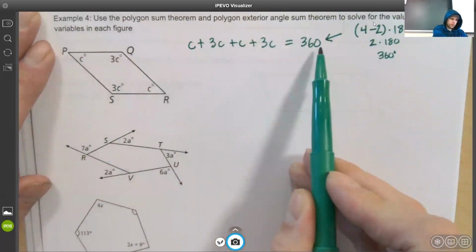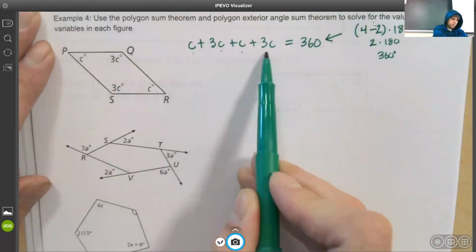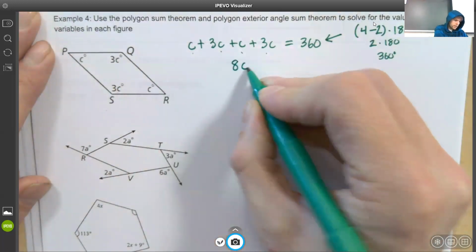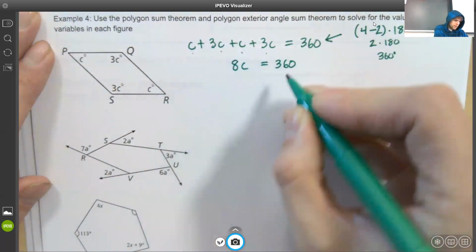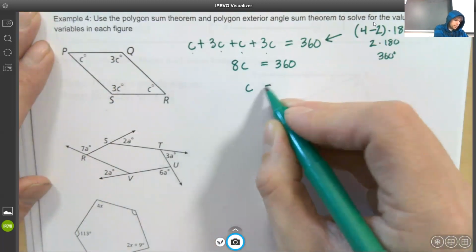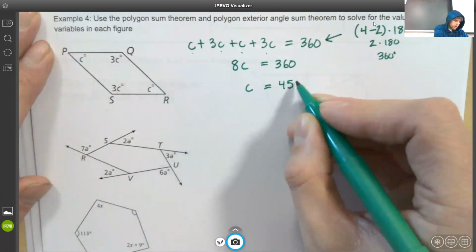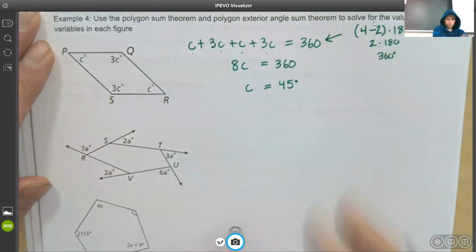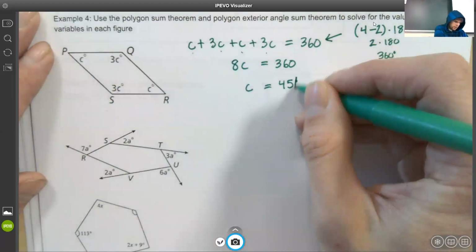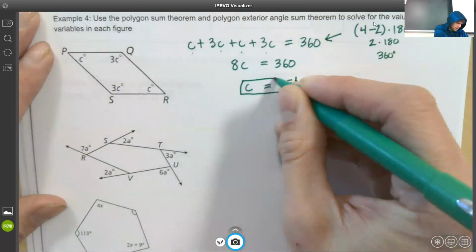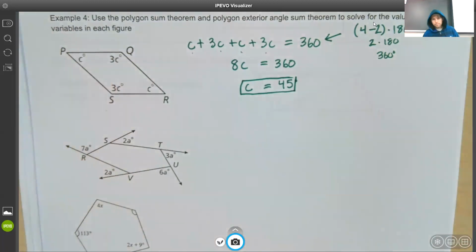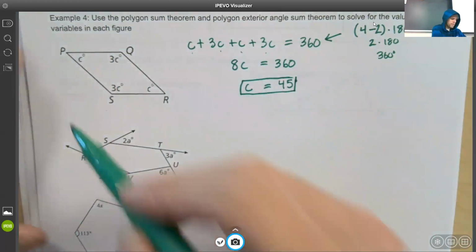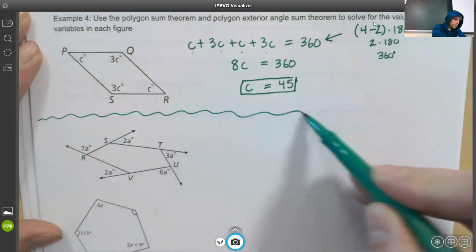Anyway, let's go ahead and solve that. Combine these like terms. We have 8c equals 360. Divide both sides by 8. We get c is equal to 45 degrees, or just 45. We don't really need to write degrees on this because there are already degree symbols there. c is 45. Okay, let's go ahead and move forward.